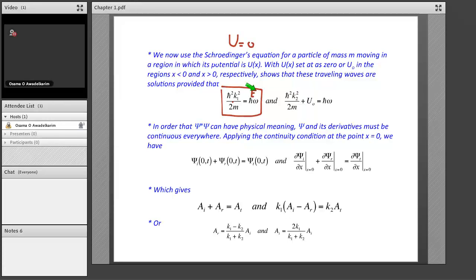When I apply the Schrödinger equation to the right-hand side, which is the region where I have potential U0, and remember, U0 is larger than E, so I have a region of higher potential than the energy of the electrons. Remember, E is the same as here. So what you have here is h bar squared k2 squared equals 2m times the square root of E minus U naught.